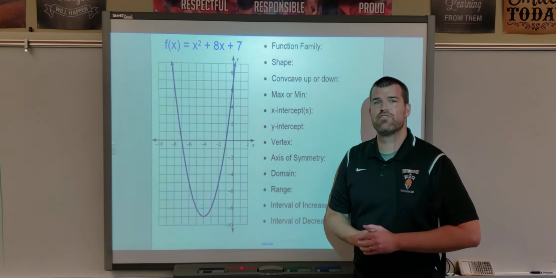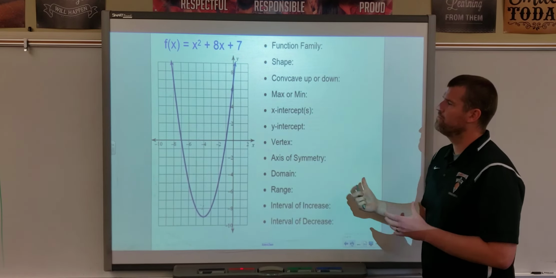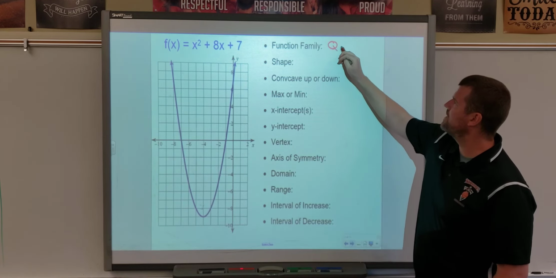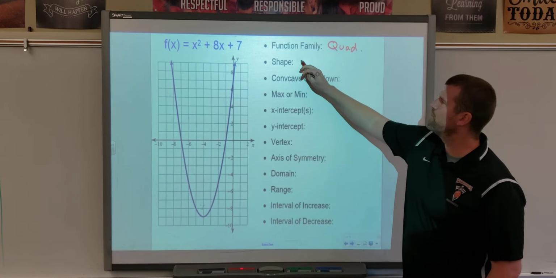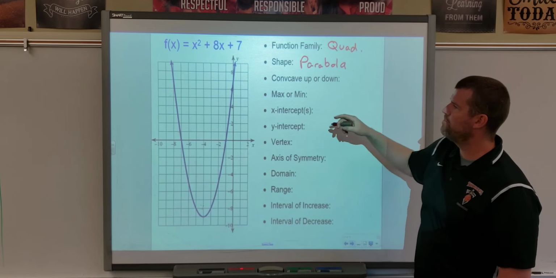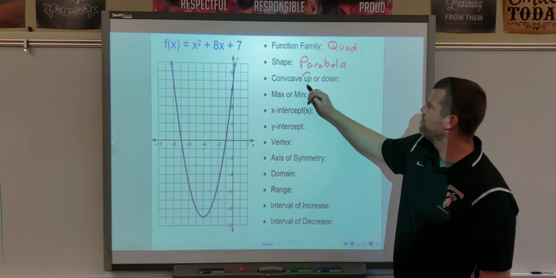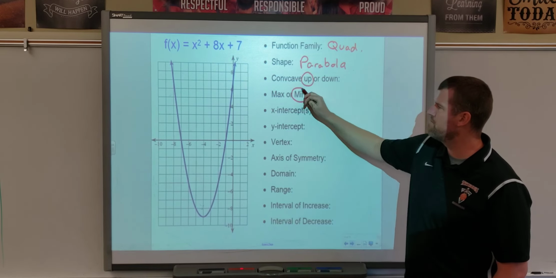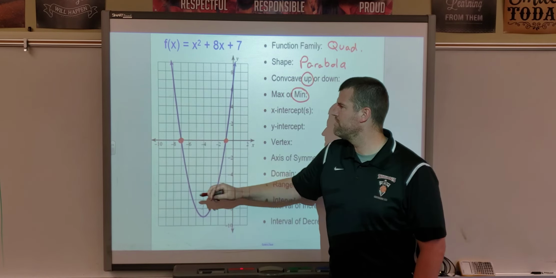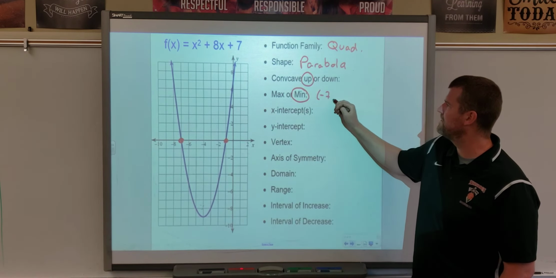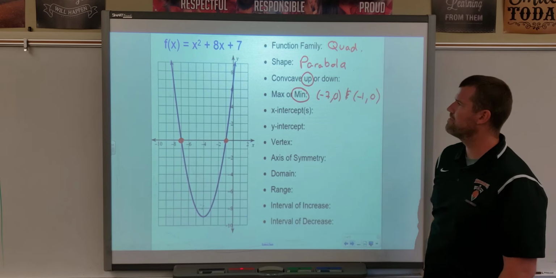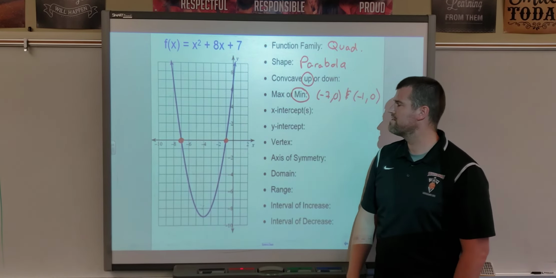These ones don't have a vertex at 0, 0, so we'll have a little bit different information now. First off, function family, still quadratic. Shape, we call it a parabola. Concave up or concave down, well, it's definitely opening up, which means it has a minimum. This time we do have x-intercepts. We have 2 of them. We have them at negative 7, 0 and negative 1, 0. So that means this problem would have 2 solutions if we solve it.